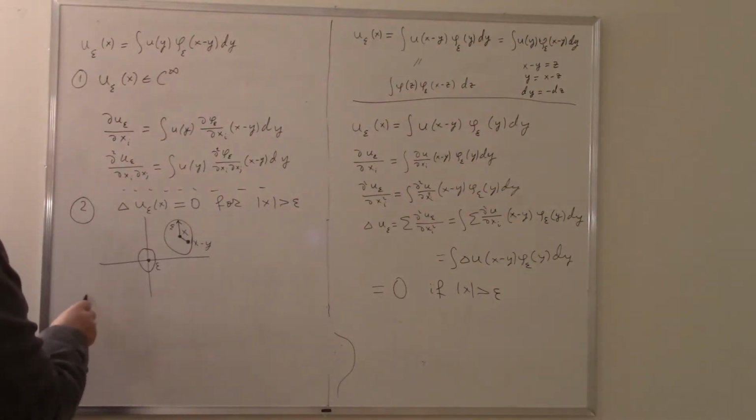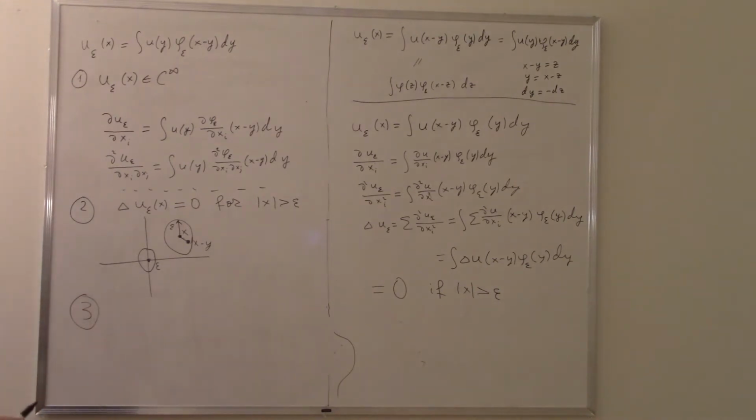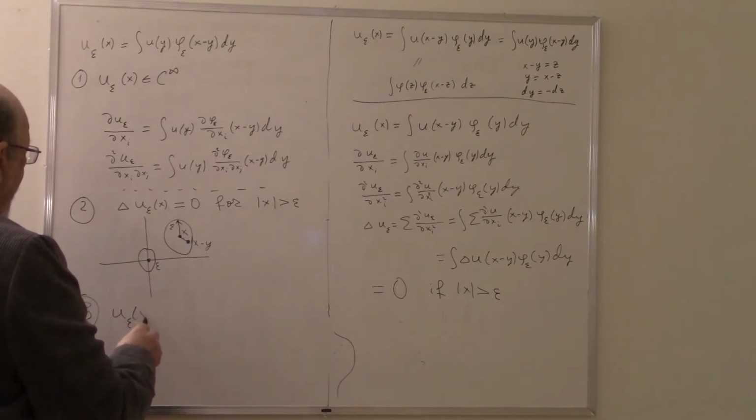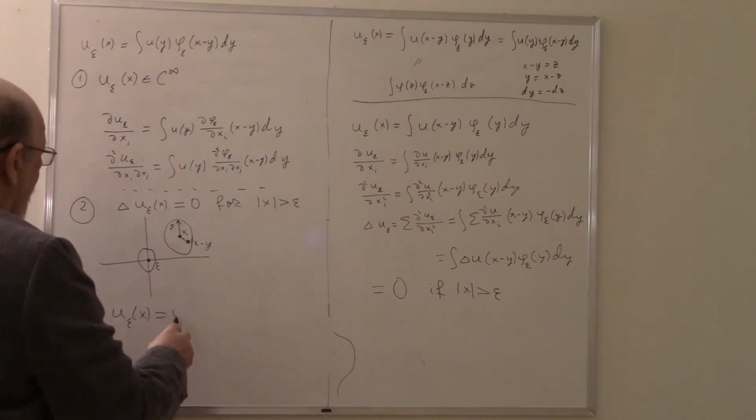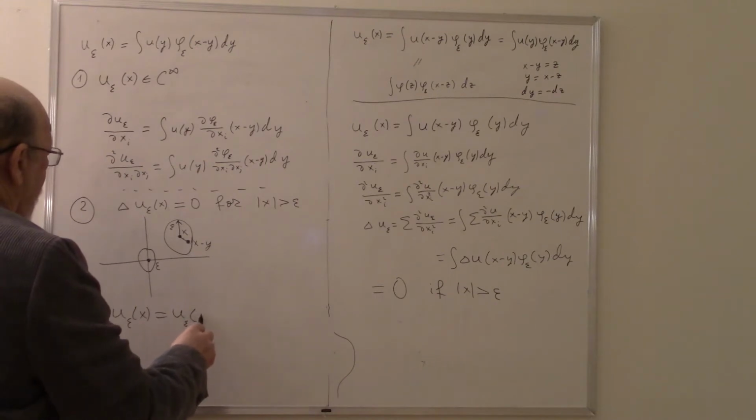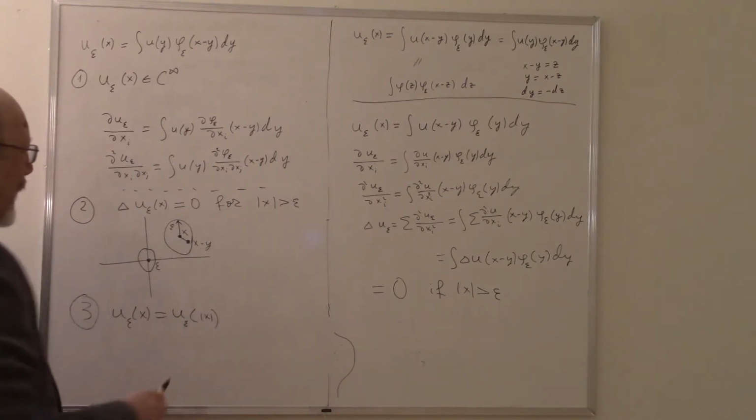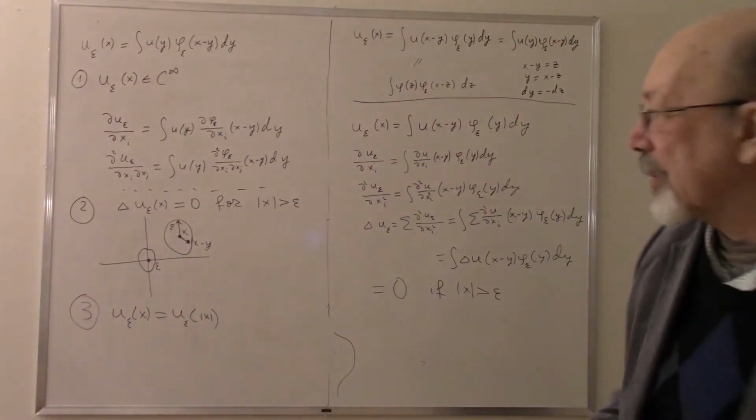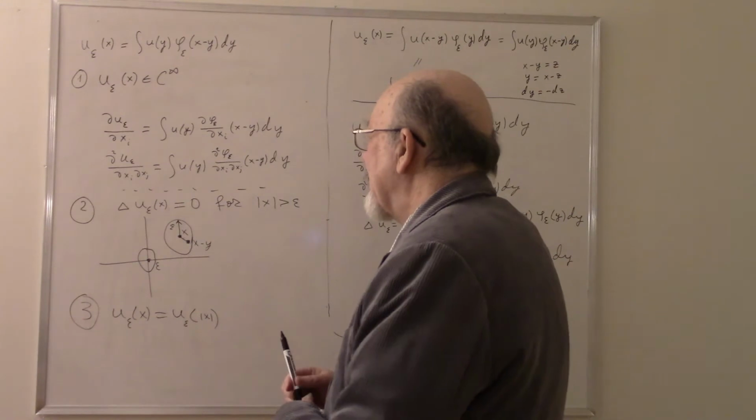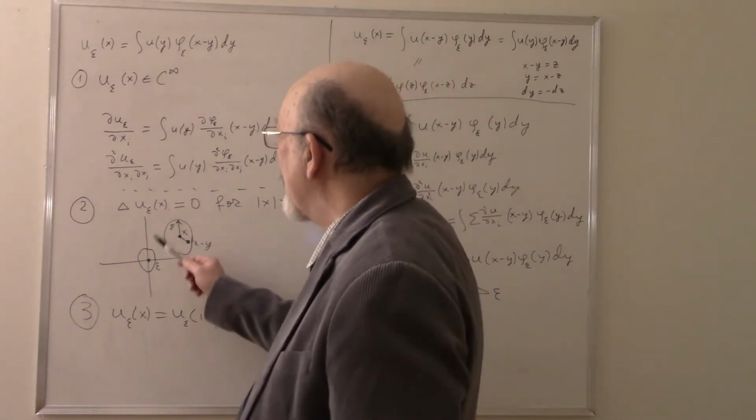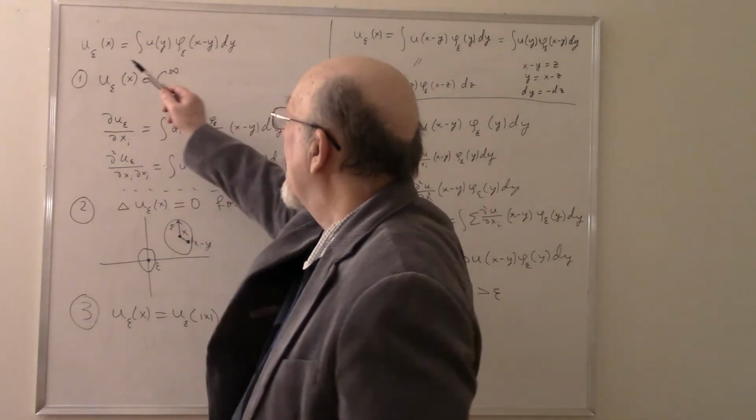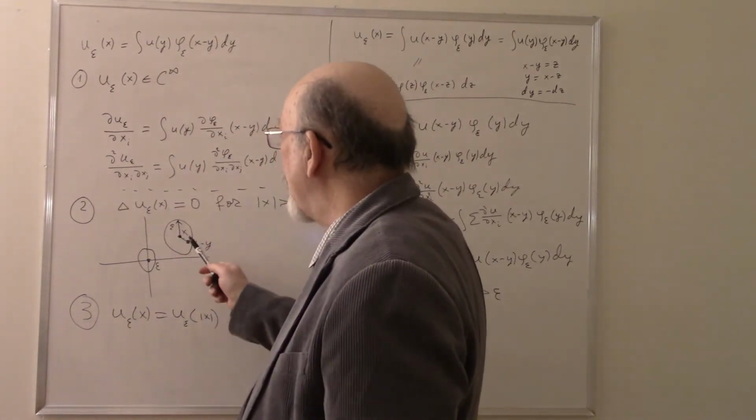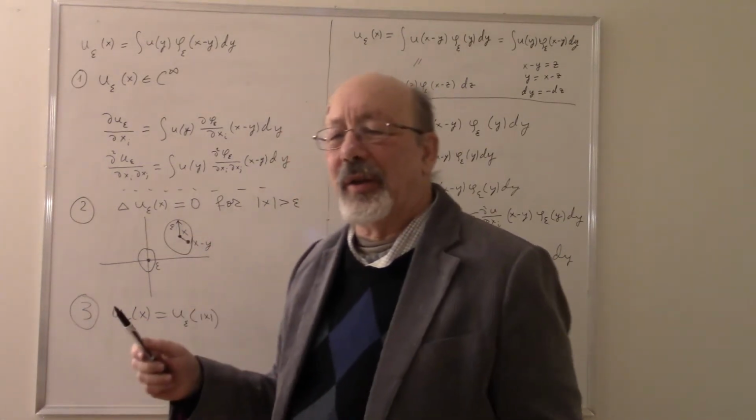Next property is the following: u epsilon of x is in fact u epsilon of modulus x. So this is also a radial function. It is simply because the function u of x is a radial function, and phi epsilon is a radial function.